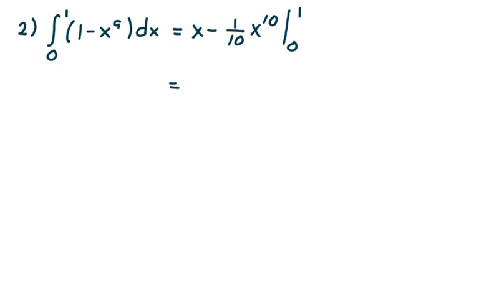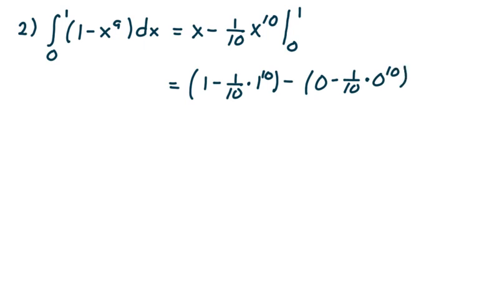If I replace x with the upper limit of 1, I get 1 minus 1/10 times 1 to the 10th. If I replace x with the lower limit of 0, I get 0 minus 1/10 times 0 to the 10th. And if you notice, I'm subtracting these results. So I get 1 minus 1/10, which is equal to 9/10. And that's how you do problem number 2.